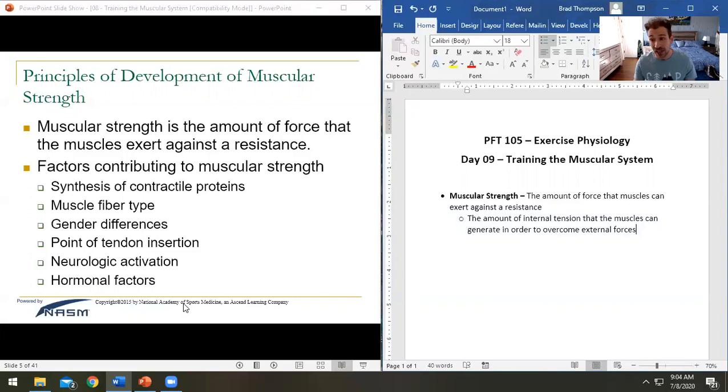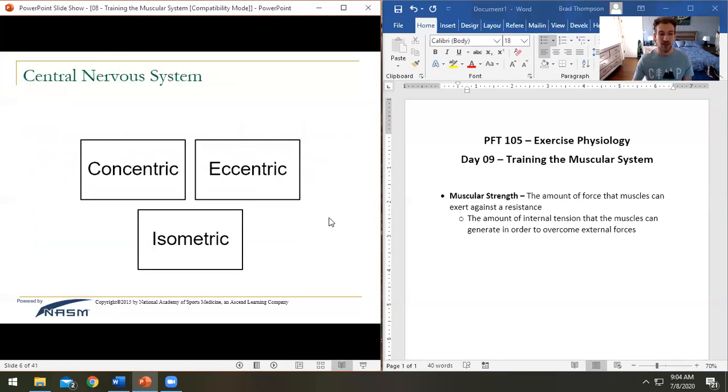And then we get neurologic activation. This is arguably one of the most important. Understanding how your nervous system actually controls your muscle will have a lot of impact on your strength. And then obviously hormonal factors as well. You're going to be much better at developing muscle fibers if you have the types of hormones that help you develop muscle fibers, namely testosterone. So, lots of factors come into this.